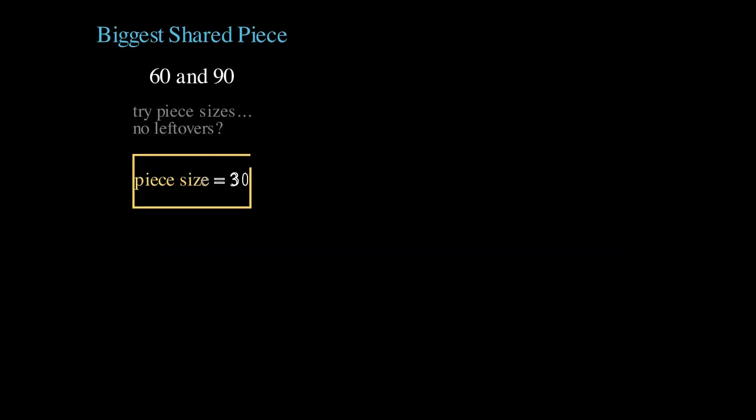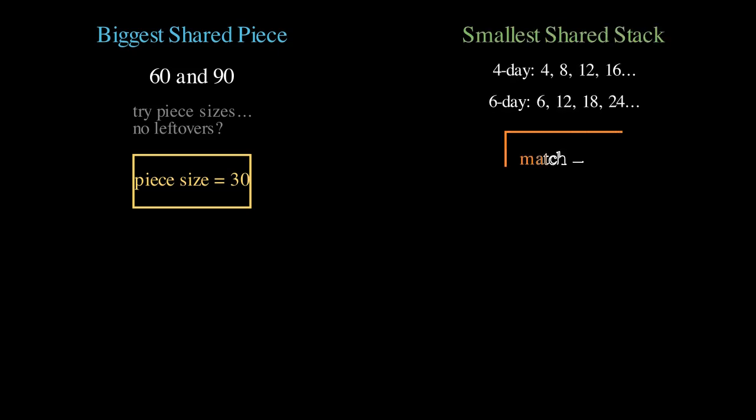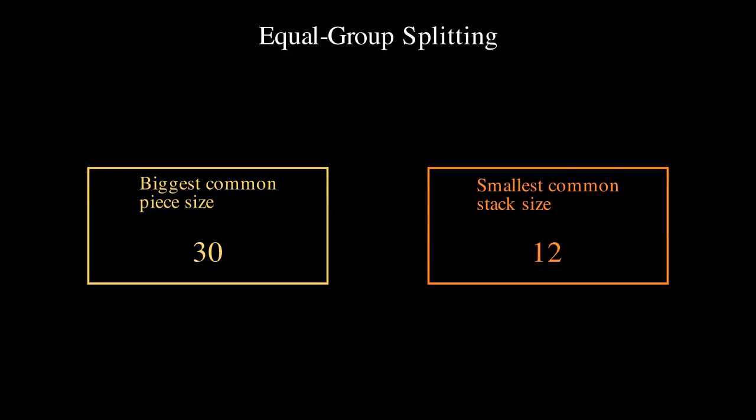So to find the biggest shared piece size, we kept trying piece sizes, checking division with nothing left over, until we found the largest one that worked for both quantities. And to find the smallest shared stack, we listed out repeated additions for each quantity and picked the very first number that appeared on both lists. Both ideas come from the exact same place, splitting quantities into equal-sized groups. Just one asks for the biggest group that fits evenly everywhere, and the other asks for the smallest total built from even stacks of each.